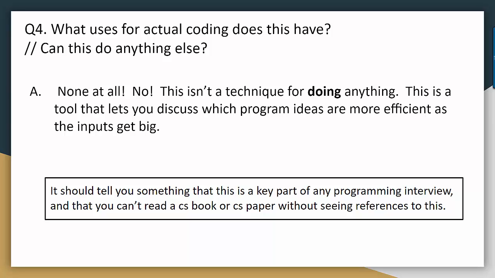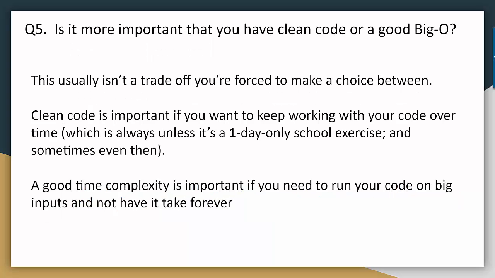Somebody asks, is it more important that you have clean code or a good big O? Usually you don't have to make a trade-off between those two things. You're not forced to. You can do both. Clean code is important if you want to keep working with your code through time, which is basically always, maybe except if it's a one-day school exercise that you know for a fact you're never going to look at again. But exercises that you think you're never going to look at again have a weird way of cropping back up. And then you want to go back and say, what was that thing that I did? And if your code isn't clean, your old examples aren't going to help you. So I would say clean code is pretty important most of the time.